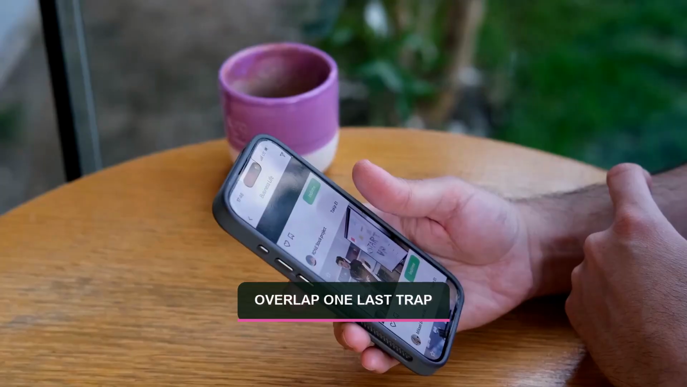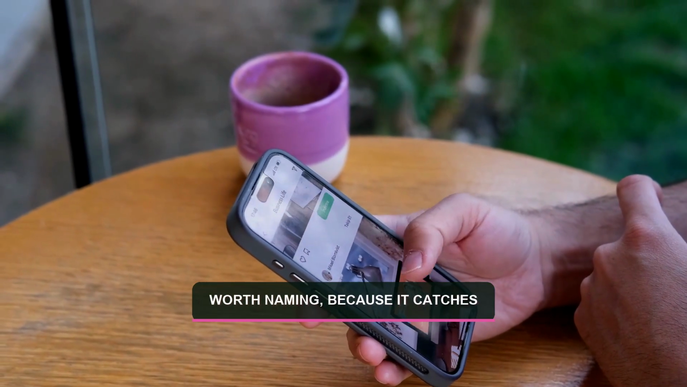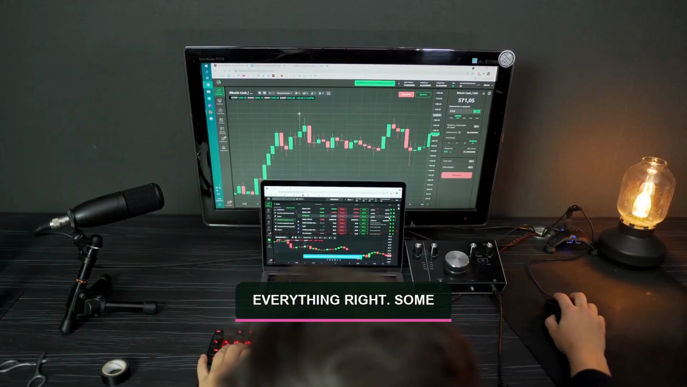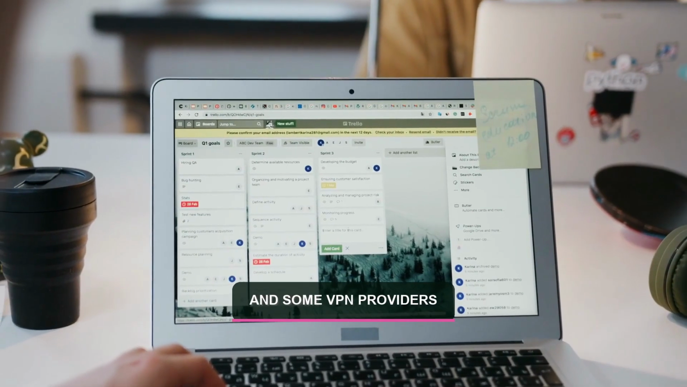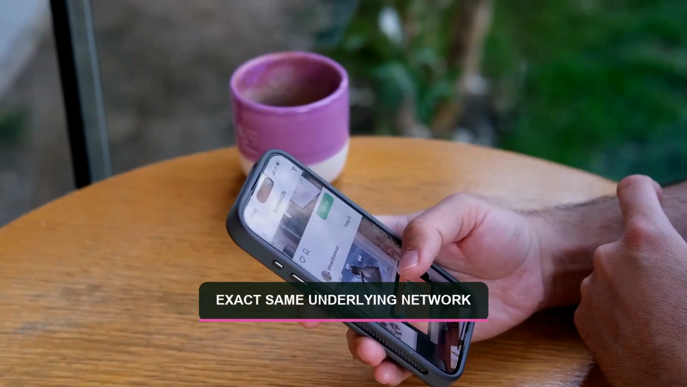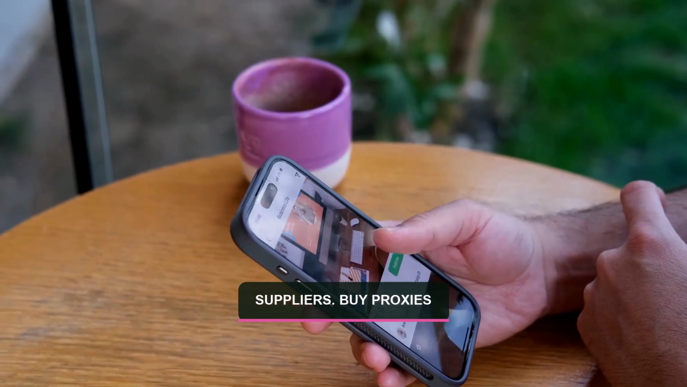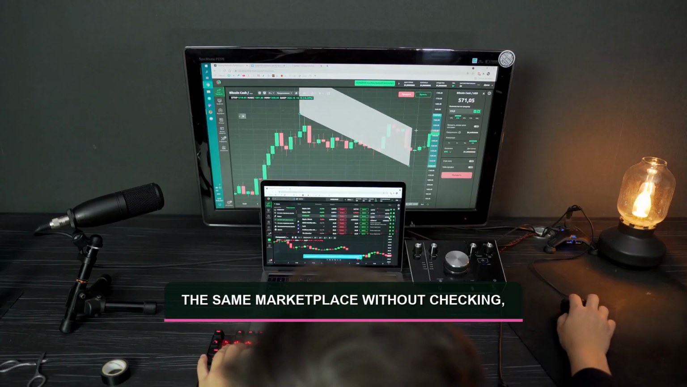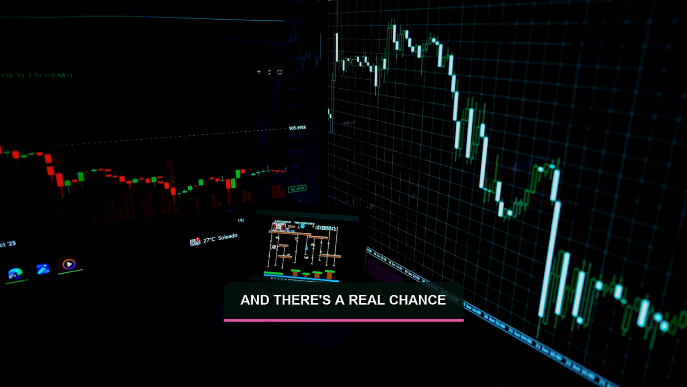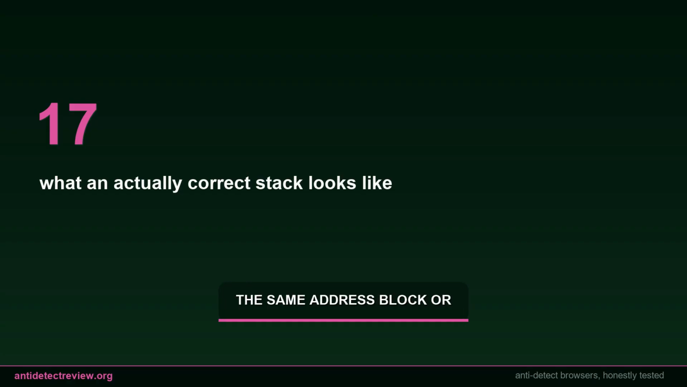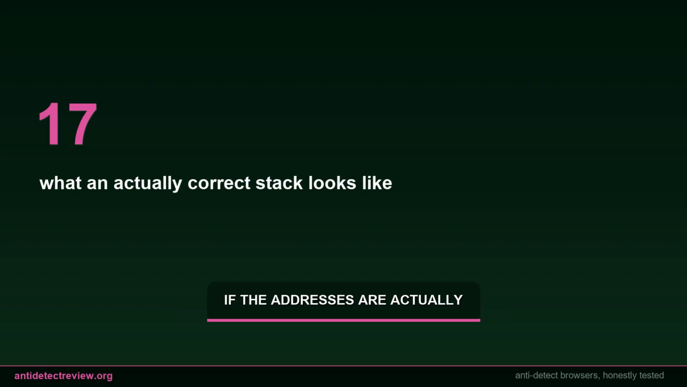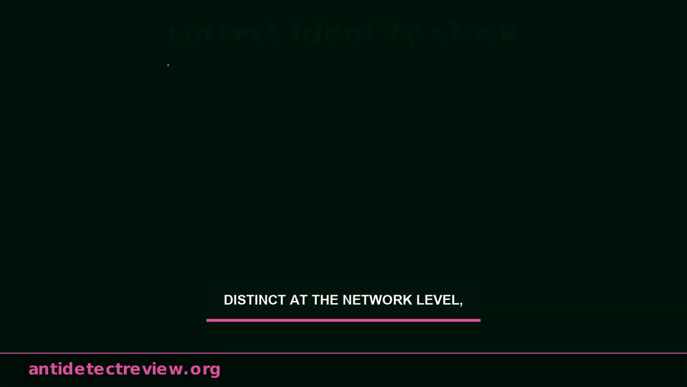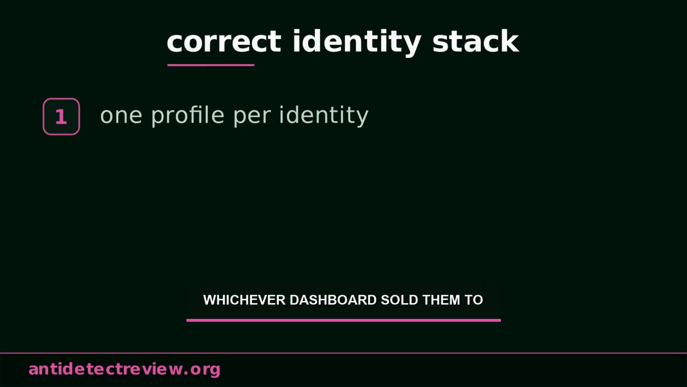When the two layers quietly overlap, one last trap worth naming, because it catches people who think they've done everything right. Some anti-detect browsers sell their own bundled proxy marketplace, and some VPN providers resell capacity from the exact same underlying network suppliers. Buy proxies for 5 separate profiles from the same marketplace without checking, and there's a real chance several of them sit in the same address block or even behind the same upstream provider, which narrows the gap between them right back down. Dedicated and separate only counts if the addresses are actually distinct at the network level, not just labeled differently by whichever dashboard sold them to you.